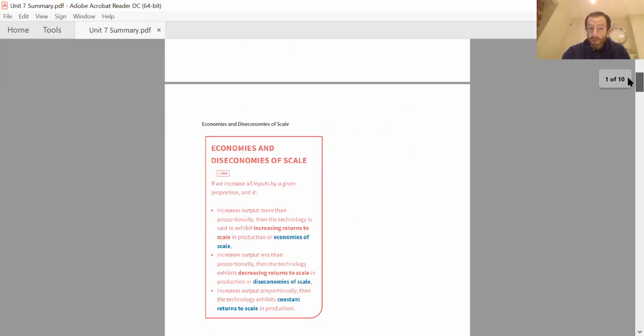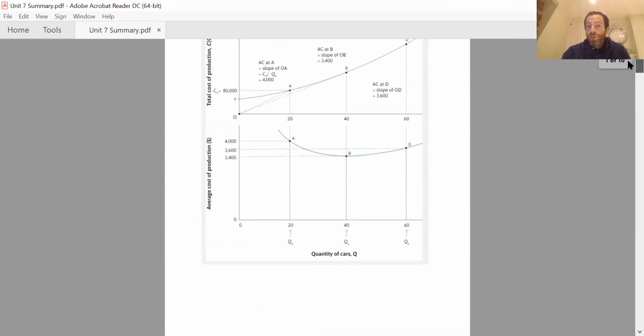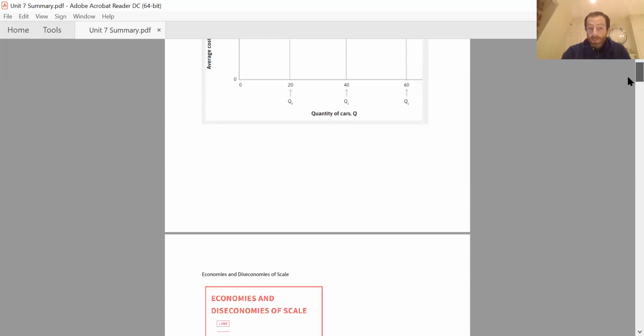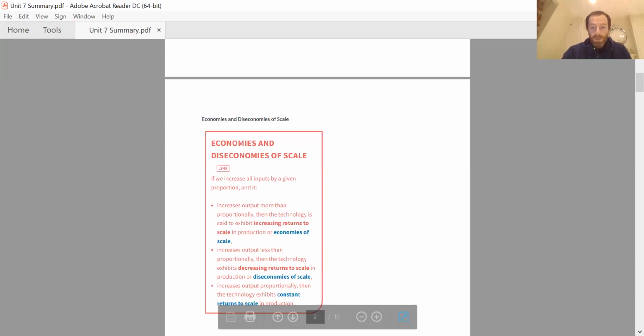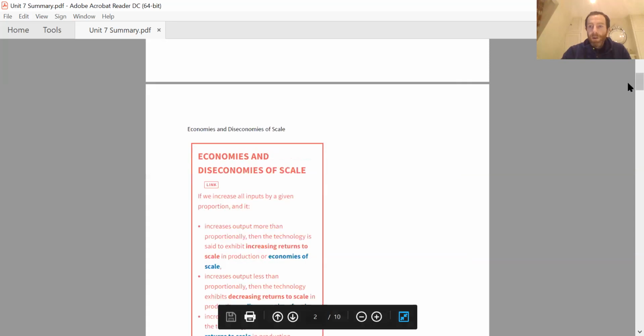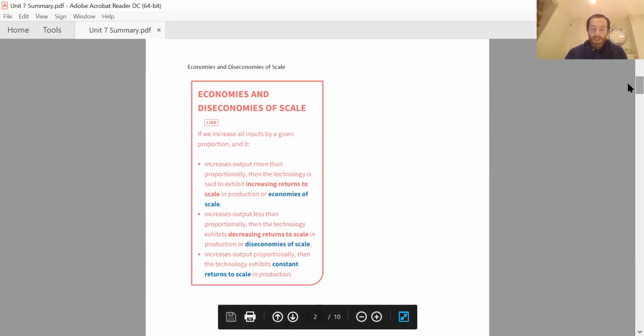Oh, actually, no, before we do that, we're going to talk about a justification for why average cost might fall to begin with and then rise again. And the reason that we think this is a reasonable assumption is that there are what we call economies of scale and diseconomies of scale when it comes to a firm. So let's have a look at the definitions first.